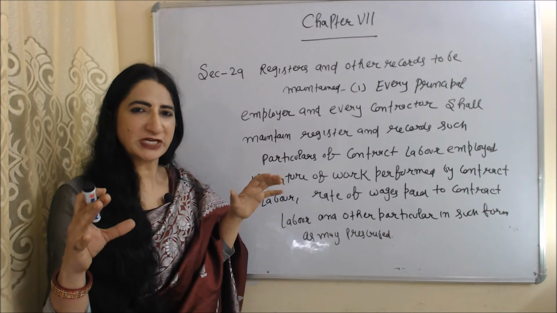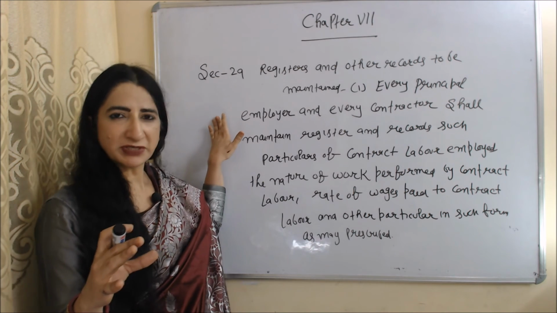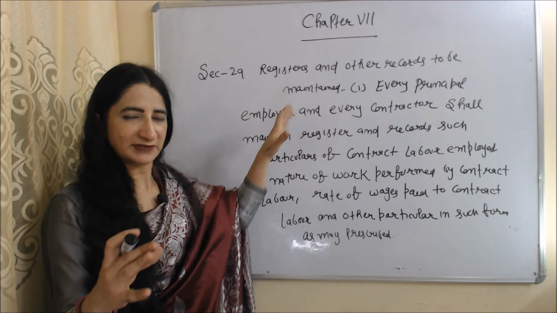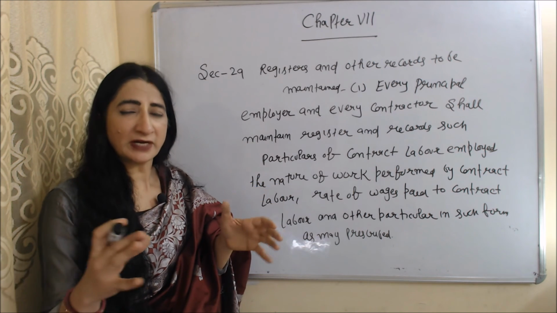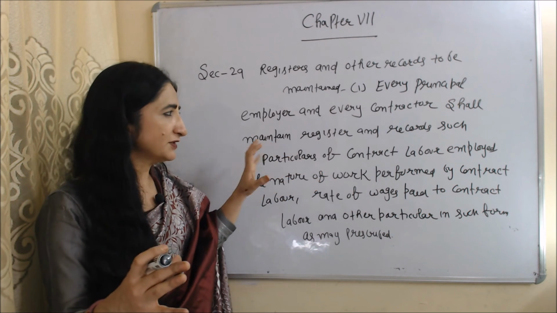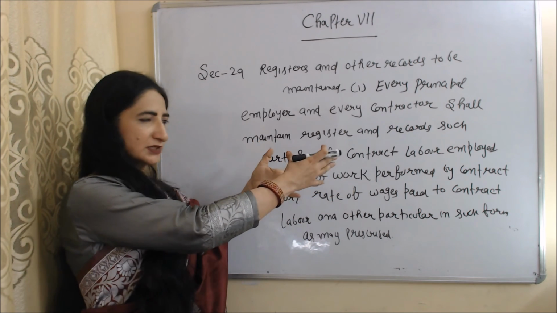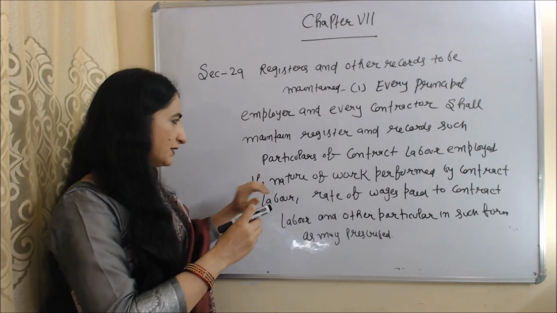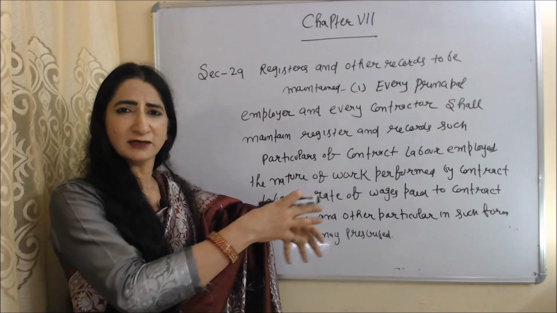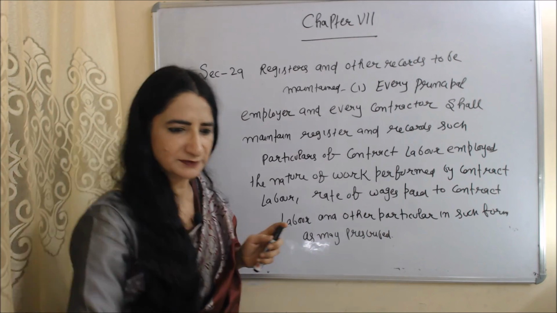Now we are going to section 29. Section 29 talks about registers and records to be maintained. Every principal employer and contractor shall maintain registers and records which include information about the contract labor employed, for example, the nature of work they performed, the wage rate they were paid, and other information as prescribed by the government.